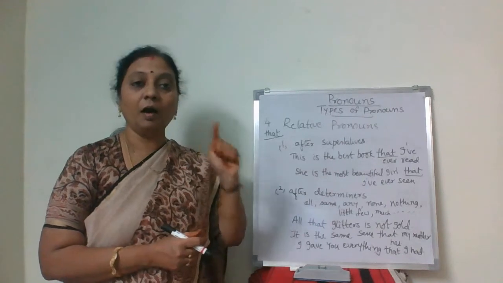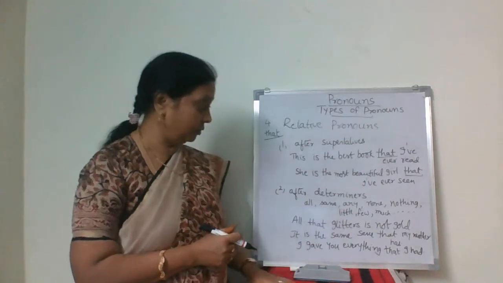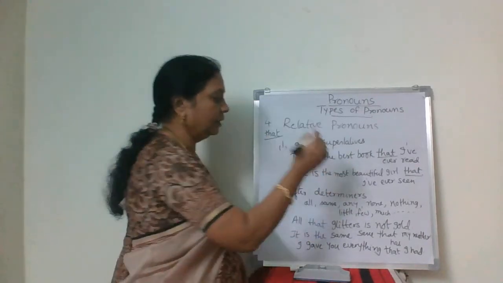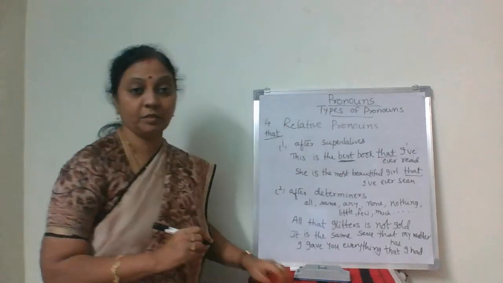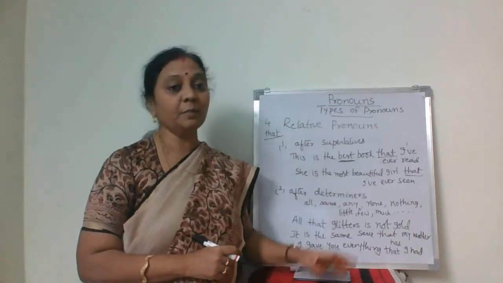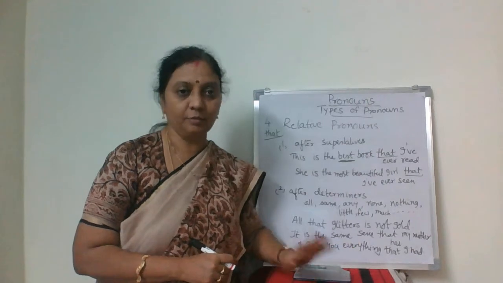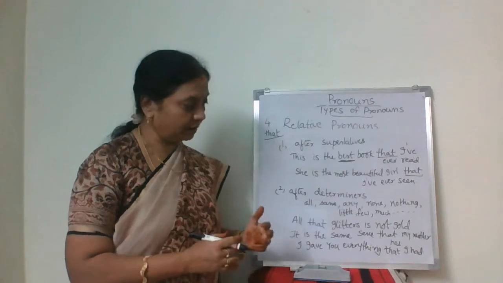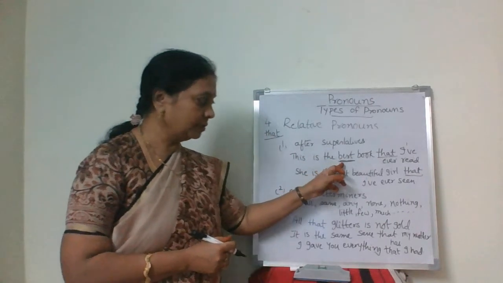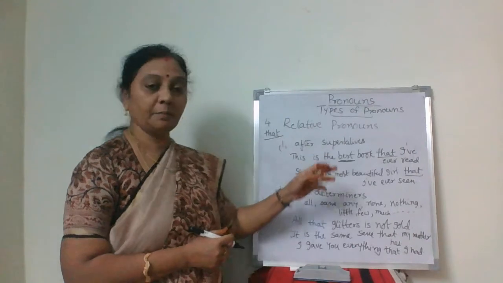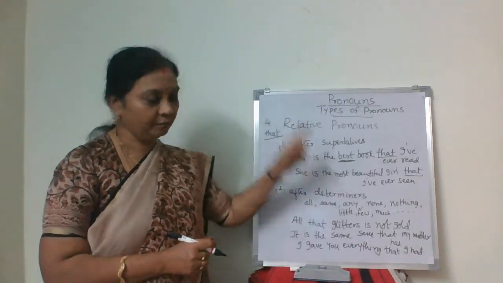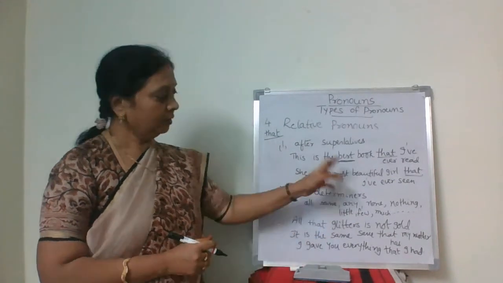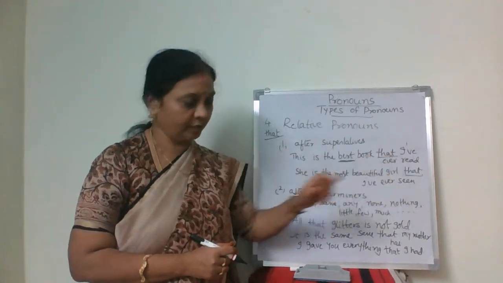First one, after superlative adjectives. This is the best book that I have ever read. Here, what is the superlative adjective? Best. That's why compulsorily you should write that. You should not use which here. The confusion is only between which and that. You should not say this is the best book which I have read. Because best, the superlative adjective, is already there, so it must be followed by that.